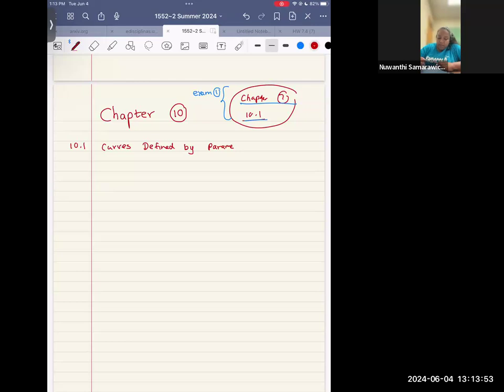Okay, so curves defined by parametric equations.